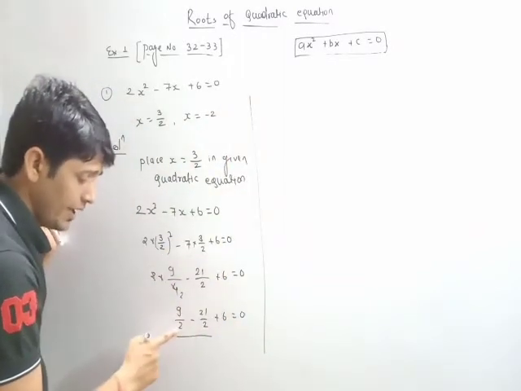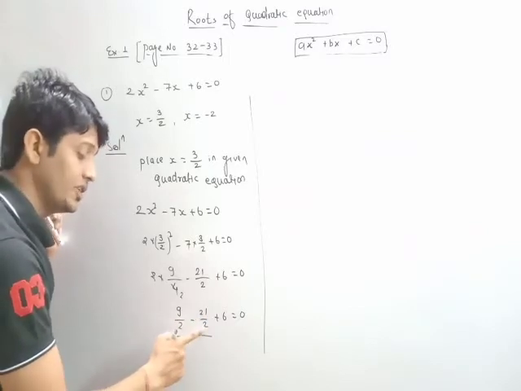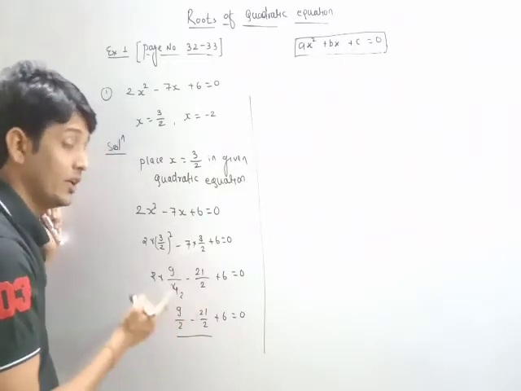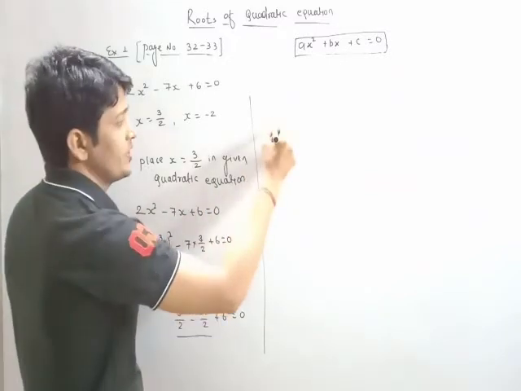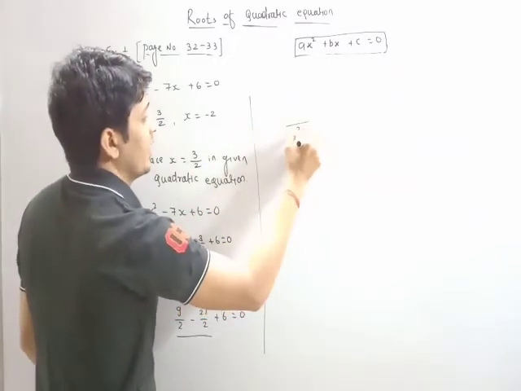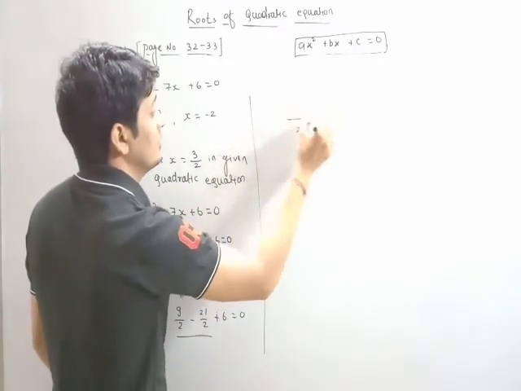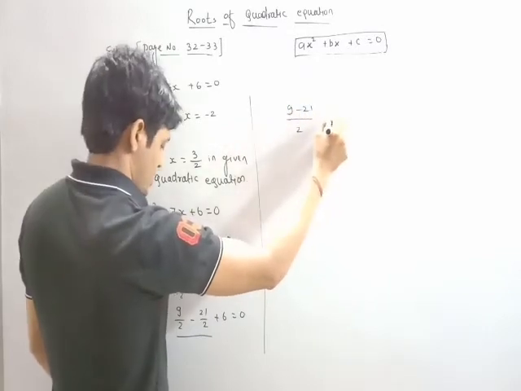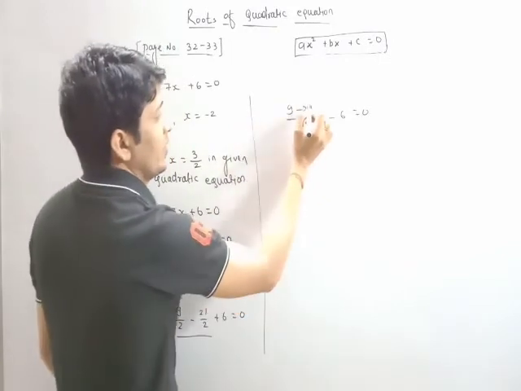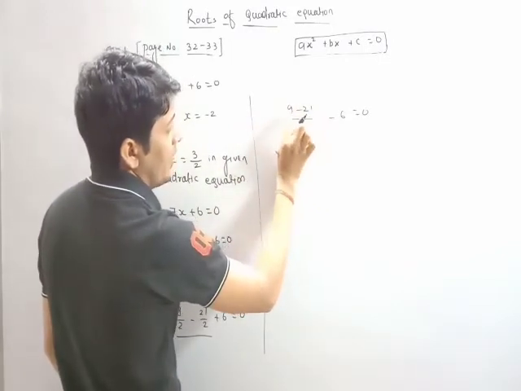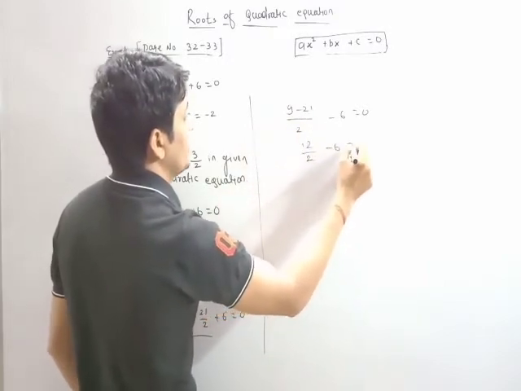See, both the fractions have the same base. When the base is the same, what do we do? We add or subtract their numerators, and the base remains the same; the base is not going to change. So the base will be 2, then 9 minus 21. 9 minus 21, so we have to subtract: 21 minus 9 is 12, divided by 2, plus 6 equals to 0.